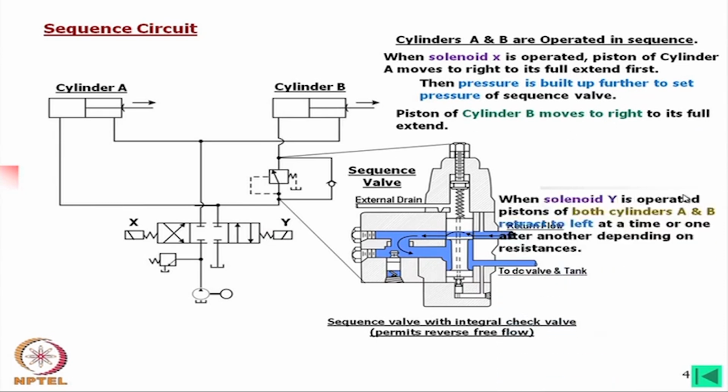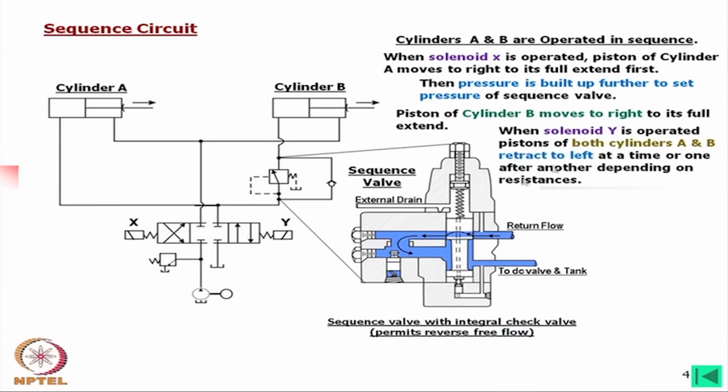Okay. Then when solenoid Y is operated, that means we are allowing oil to the opposite side, and both cylinders A and B retract to the left, at a time or one after another depending on resistance. There might be some residual load. If they are perfectly all right, they can return at a time, or depending on the resistance, one will return after the other.